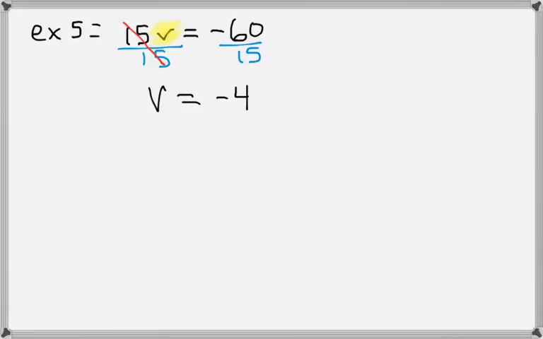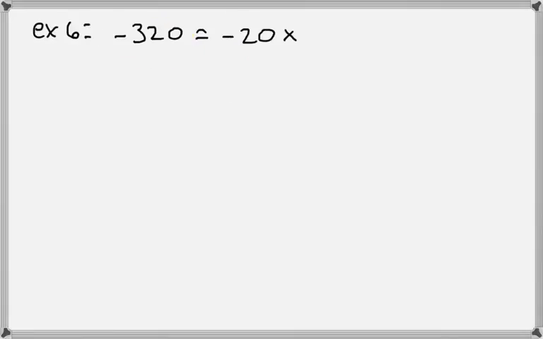Let's look at another example involving multiplication. Here we have a negative 320 is equal to a negative 20. Well, what is the variable I'm trying to solve for? It's that x right there. What's preventing him from being by himself is that negative 20 that's being multiplied by it. So I need to go ahead and divide both sides by that negative 20 so that I get the x by itself.